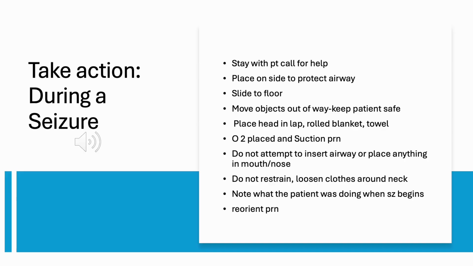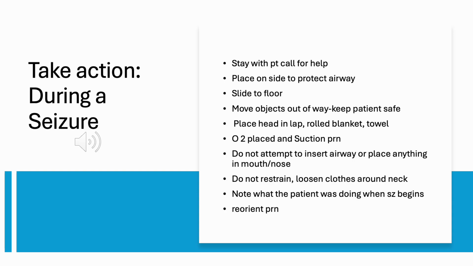Okay, this should just be review from fundamentals about what to do if your patient does have a seizure. First of all, don't leave your patient. Always stay with your patient and call for help. Place the patient on the side, lower them to the floor, slide them to the floor if they're sitting in a chair or they're upright when they start seizing. Lower them to the floor. Put them on their side if you can to protect their airway. Move all furniture and objects out of the way to keep the patient safe. Place the head in your lap or a rolled blanket or a towel. You've got to protect the head.